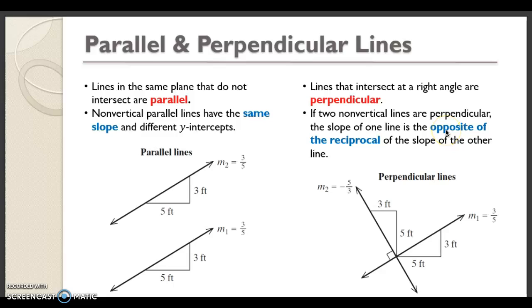We say that the slopes are the opposite of the reciprocal. So if we have, in one equation, -5/3, okay, the opposite of the reciprocal: the opposite is going to be positive, and the reciprocal, we flop the fraction around and we get 3/5.